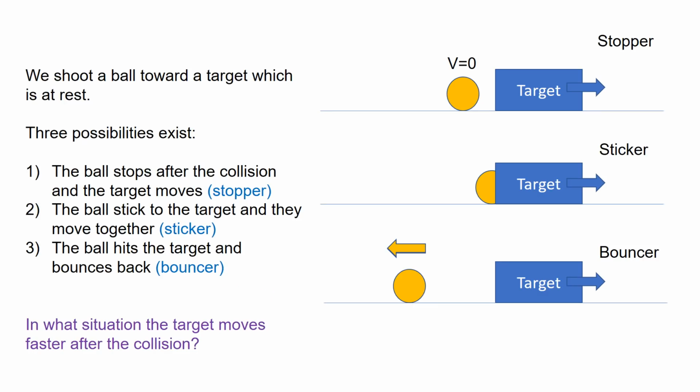Okay, here we have three different setups. A ball is shot towards a target at rest. So the target is just a block, and the block is still at first, and then the ball comes in with a certain velocity and has a certain mass. Three things can happen. The ball can stop after the collision and the target can move. We'll call that the stopper. The ball can stick to the target and they can move together. We'll call that the sticker. And then the ball hits the target and bounces back, and of course the target moves forward, so we'll call that the bouncer. In which situation does the target move faster after the collision?